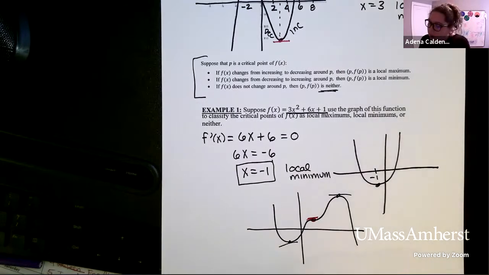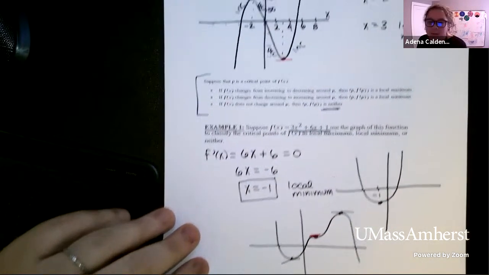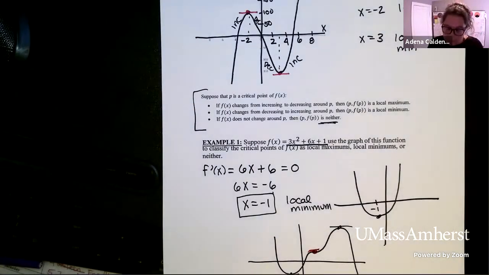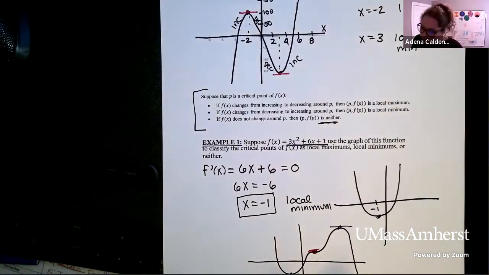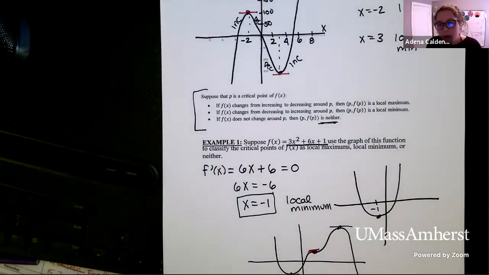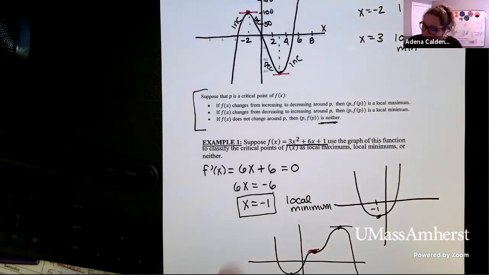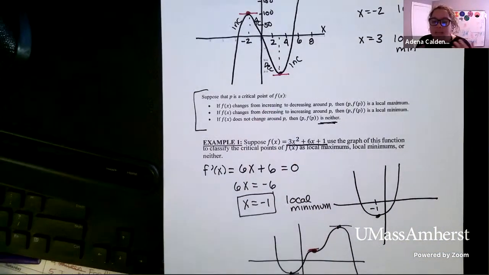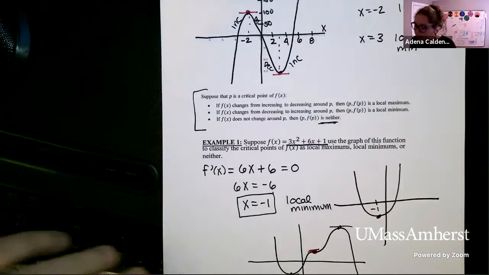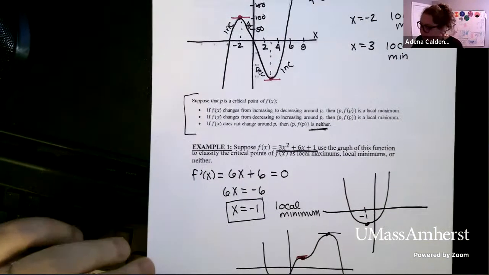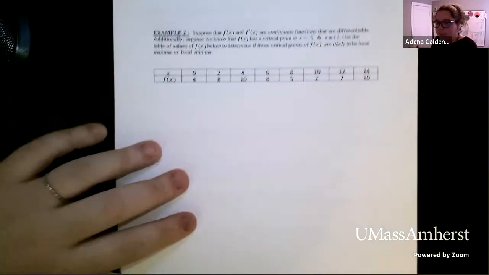Okay. So let's look at the next type. We're still using this particular test. This is one of 3 types of tests we'll use, where we're going to be relying on the original function and thinking about where the original function's increasing and decreasing to figure out whether critical points are local maxes and mins. So let's look at a table.